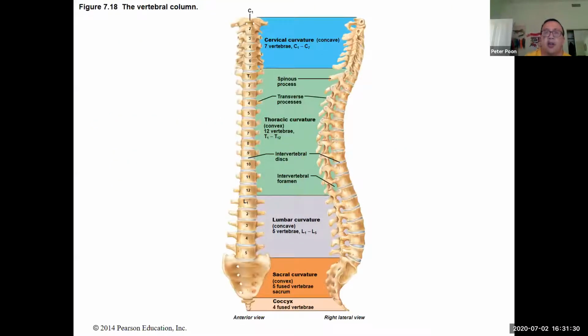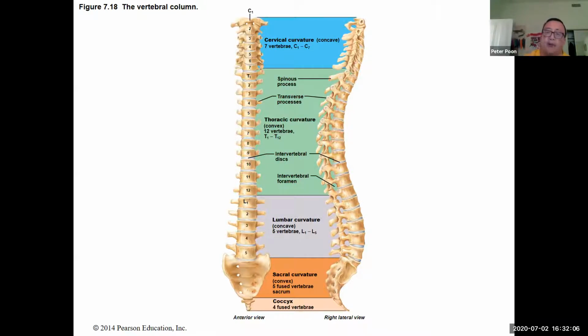So here, this slide you definitely have to know. You have 5 sections: 1, 2, 3, 4, 5. First part, cervical vertebrae. So 7 vertebrae there. They're named C1 through C7. Literally C1, C2, etcetera. The thoracic vertebrae, T1 through T12. Lumbar vertebrae, L1 through L5.